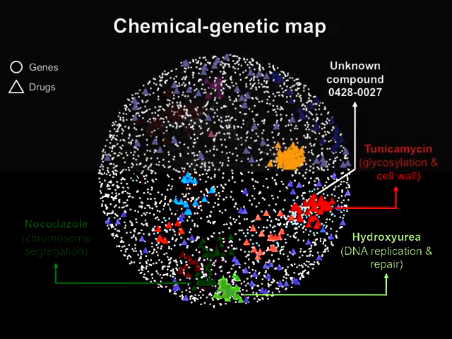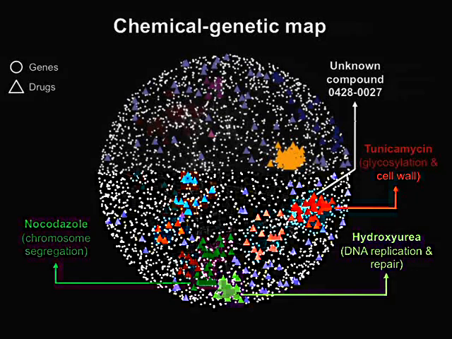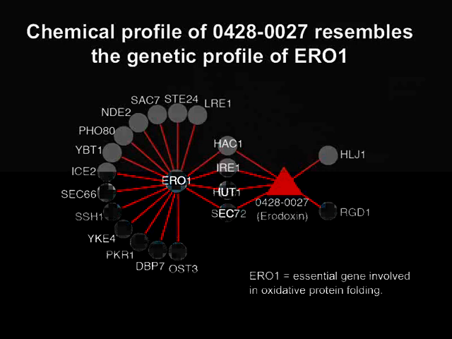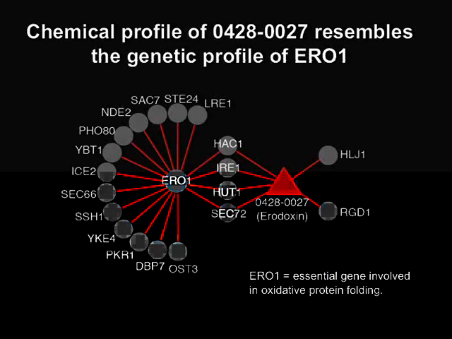Hydroxyurea, a known DNA replication inhibitor, was placed exactly in the middle of the DNA replication cluster. Same thing for nocodazole and tunicamycin and many other examples. But what we are mostly interested in is unknown compounds. One of our top candidates was an unknown compound named 0428, 0027, and it clustered right in the middle of the glycosylation cluster. So we went to see which gene this drug profile correlates to, and it turns out to be the ERO1 gene, an essential component of the oxidative protein folding pathway. The ERO1 genetic interaction profile had a significant number of hits in common with the compound's chemical profile.